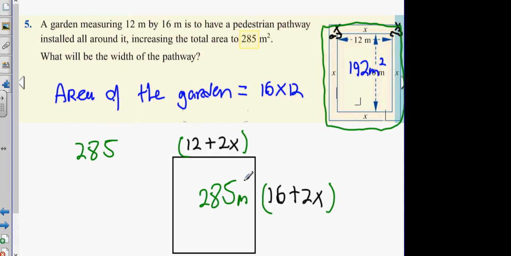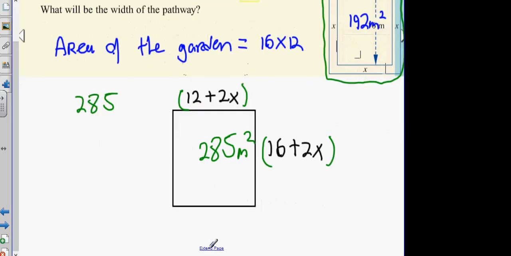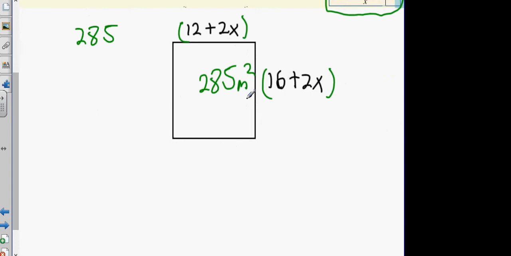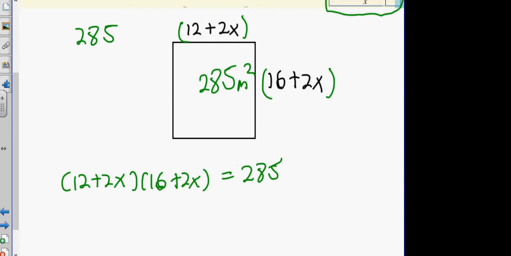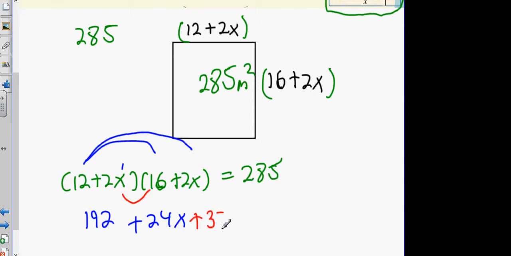Okay? Yeah. So therefore, what we can do next is multiply our length by our width and put the answer equal to 285. So 12 plus 2x times 16 plus 2x equals 285. Multiply them out. 16 by 12 is 192. 12 by 2x is 24x. 2x by 16 is plus 32x. 2x multiplied by 2x is 4x squared. Bring over 285 to the other side, you get minus 285 equals 0.